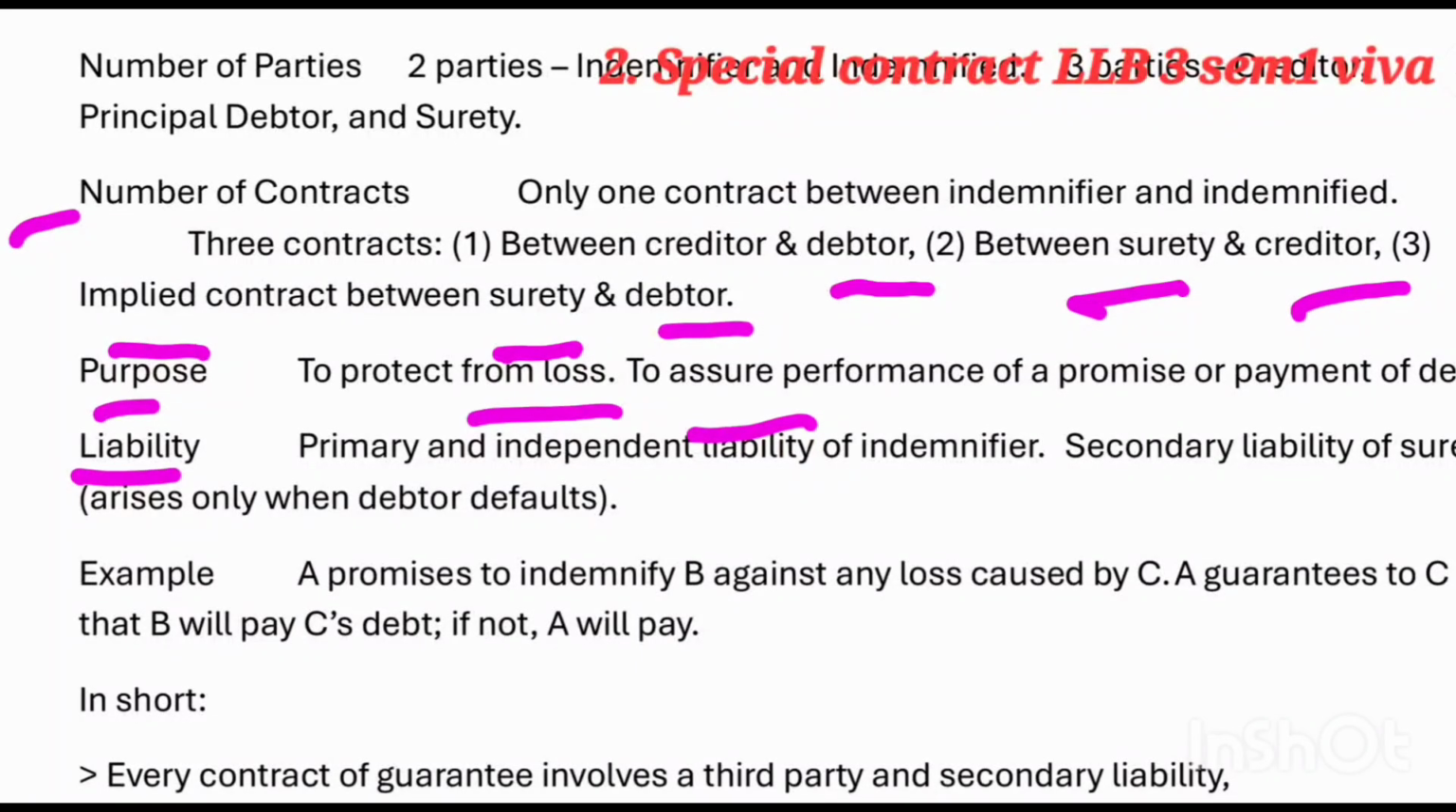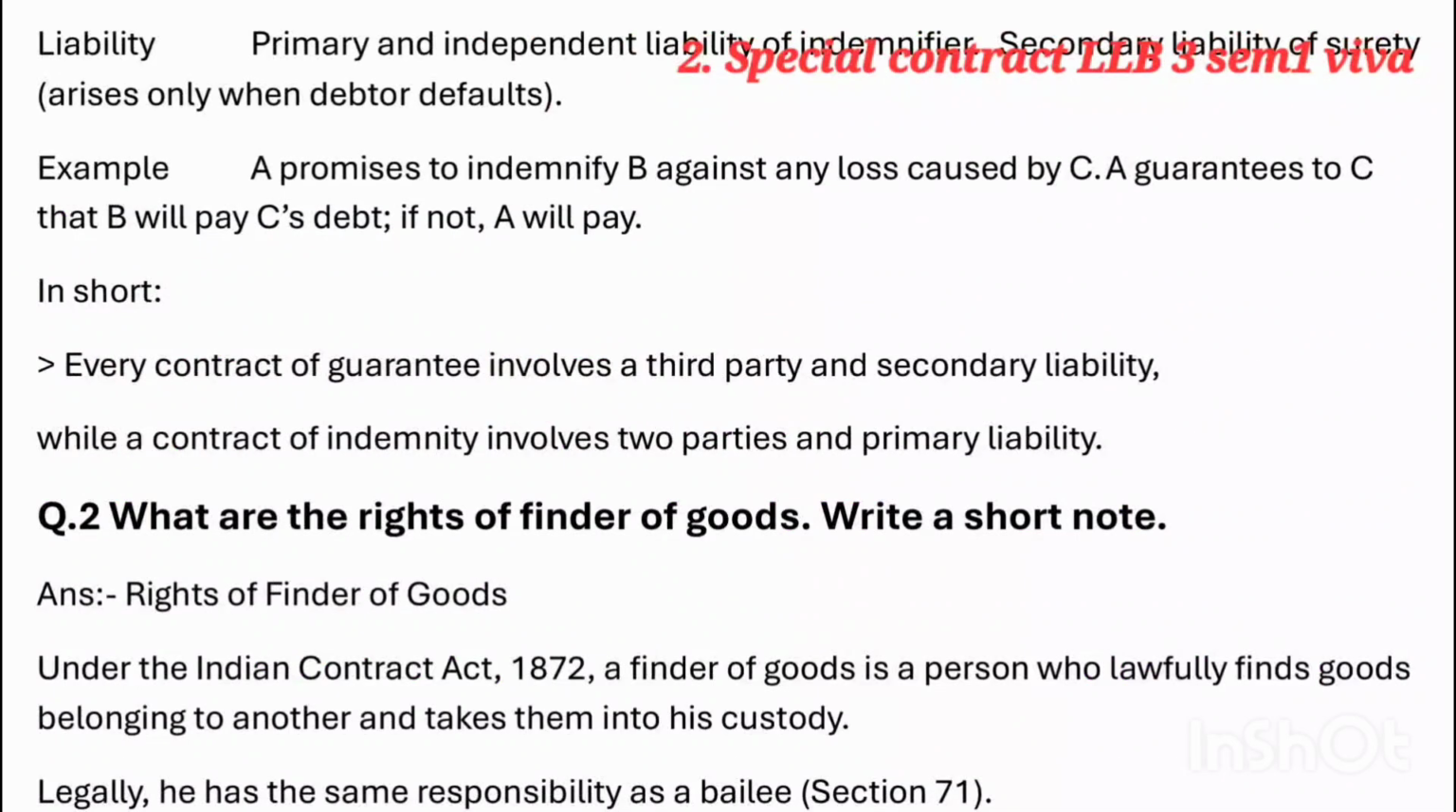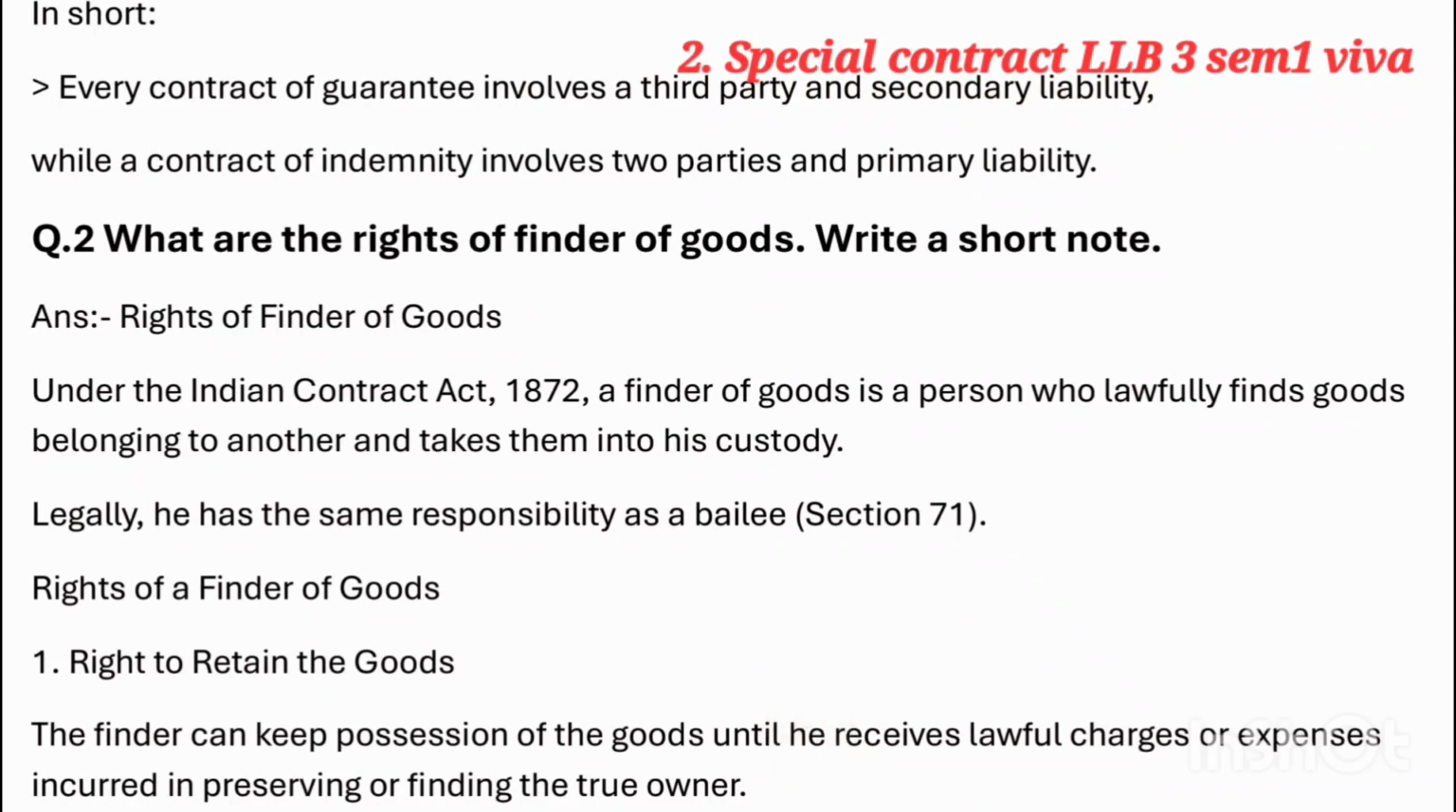Liability: primary and independent liability of the indemnifier. In guarantee, secondary liability. Example: A promises to indemnify B against the loss caused by C. A guarantor guarantees to C that B will pay. In short, every contract of guarantee involves a third party and secondary liability, while a contract of indemnity involves two parties and primary liability.